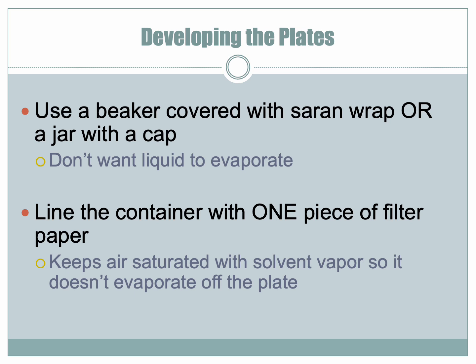Use a beaker covered with saran wrap or a jar with a cap. We don't want the liquid to evaporate. Line the container with one piece of filter paper. It keeps the air saturated with solvent vapor so it doesn't evaporate off the plate. So this was that piece of solvent filter paper that we saw earlier that was in the plate.